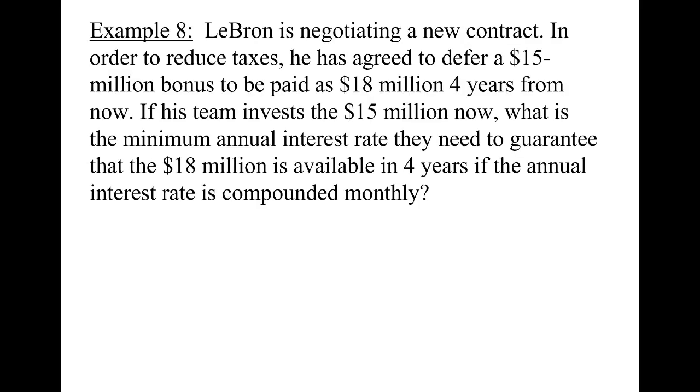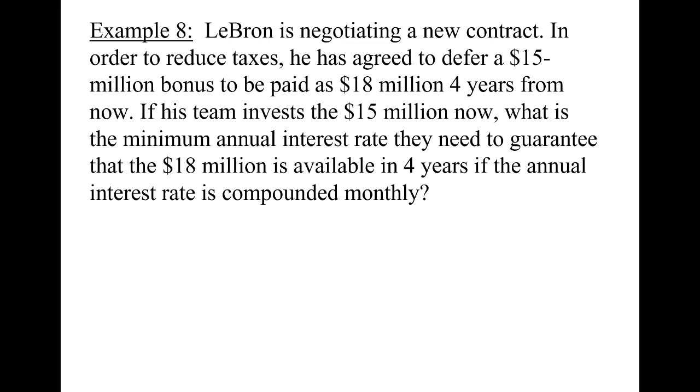Let's do one final example in this section where we are taking our compound interest formula and solving for one of the unknowns. So in this example, we are told that LeBron is negotiating a new contract. In order to reduce his taxes, he has agreed to defer a $15 million bonus to be paid as $18 million 4 years from now.